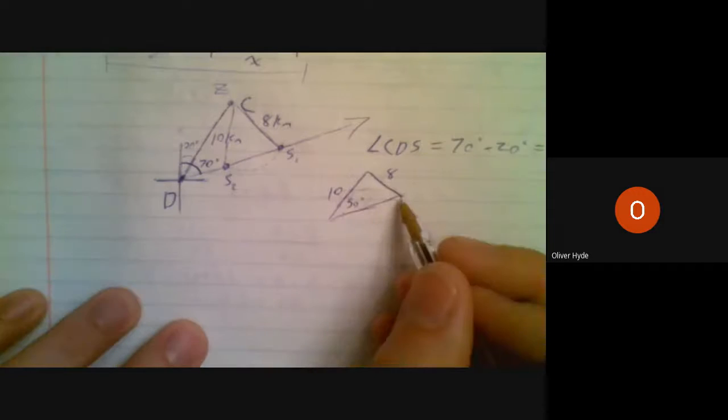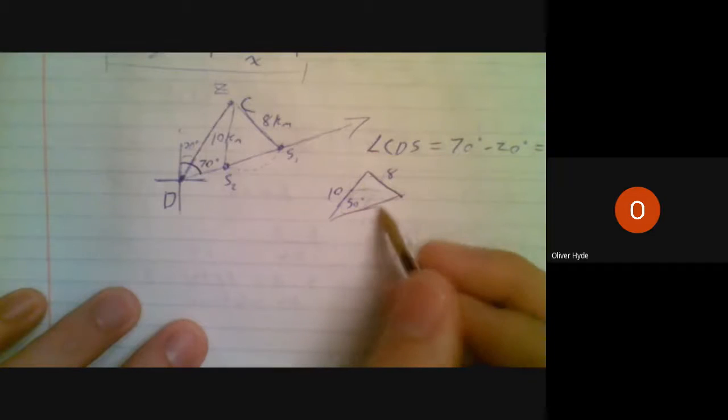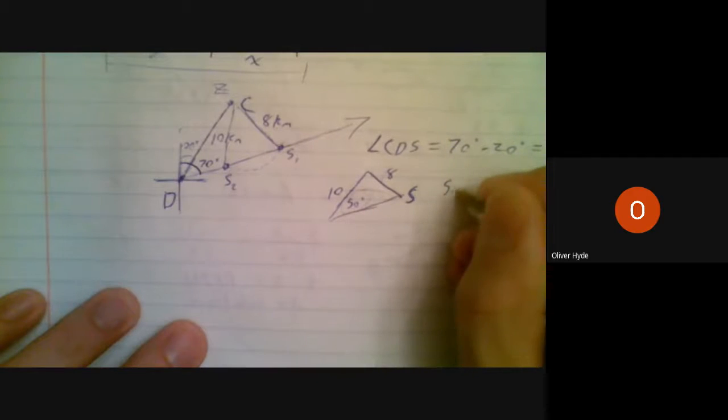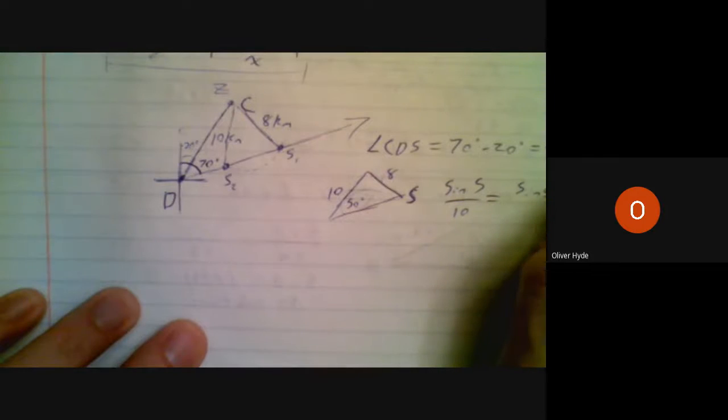We're looking for the distance in between them, but to find that, I'm equipped to use the sine law to find this angle. If I find that angle, then I can use the sine law to find that side. So let's do that. We'll call that angle S now. And I'm set up to say the sine of S divided by 10 is going to equal the sine of 50 degrees divided by 8.